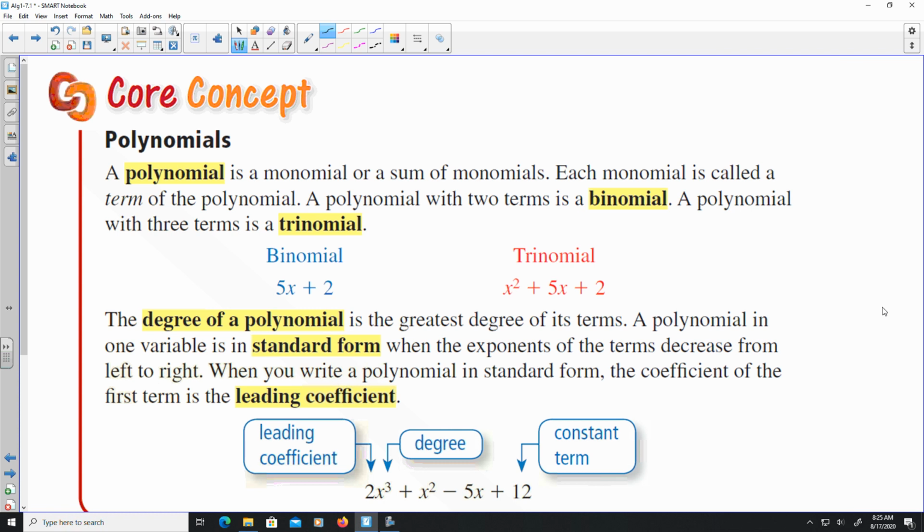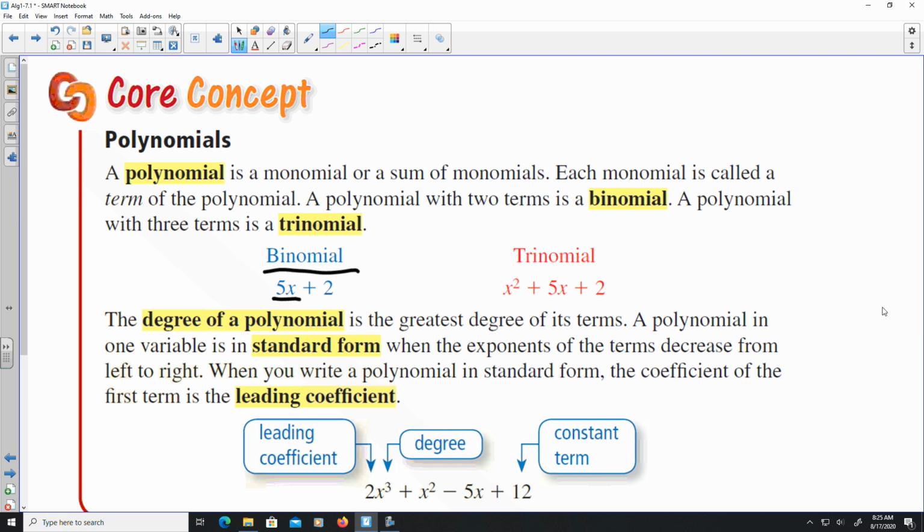Getting into the core concept, we'll look at different definitions that are going to help us solve the essential question of how we can add or subtract polynomials. A polynomial, by definition, is a monomial or a sum of monomials. Each monomial is called a term. So if you look here, this specific polynomial is a binomial, which means it has two terms.